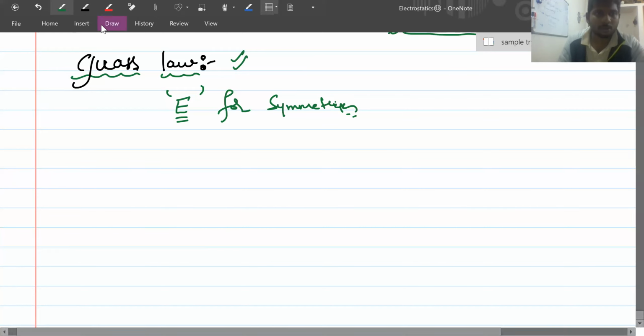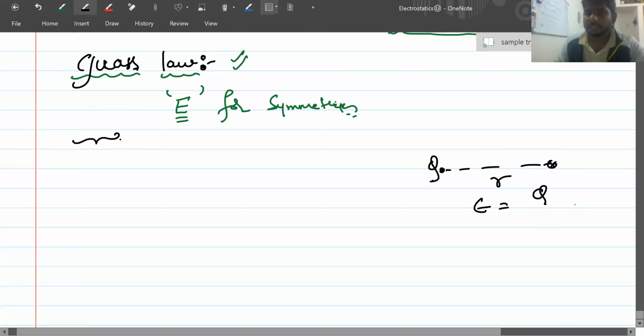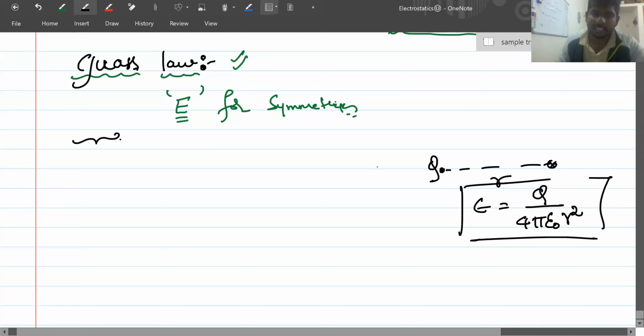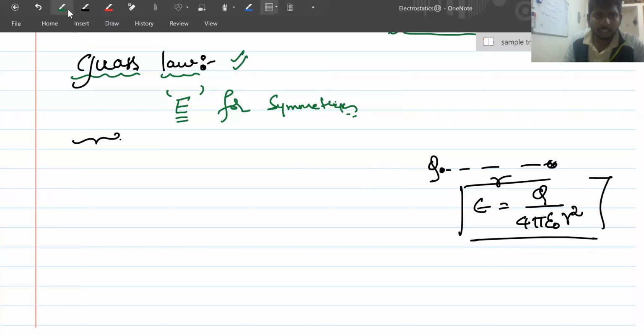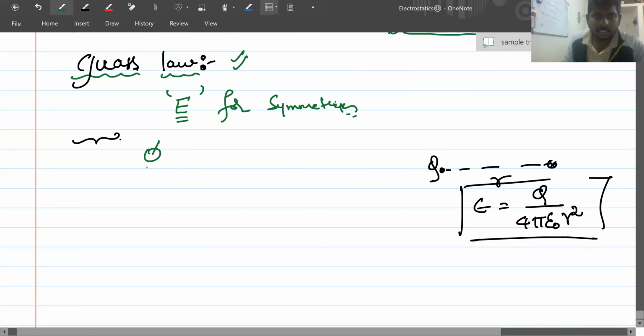What kind of symmetry? In Coulomb's law we have studied the electric field due to a point charge at a distance r. The electric field is equal to q by 4 pi epsilon naught r square, the electric field due to the point charge at the distance r. Now I'll show you what Gauss law states: electric flux is equal to the integration of E dot ds, that is equal to q enclosed in that surface by epsilon naught.